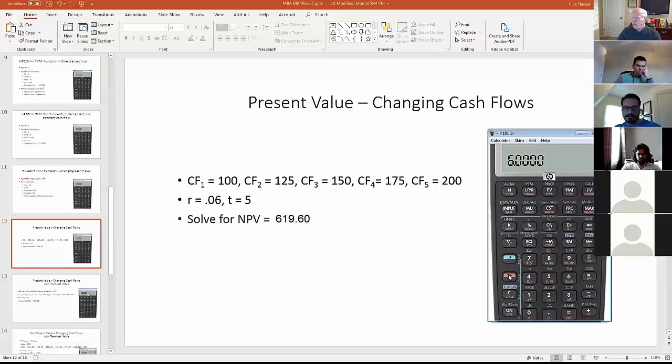So now I will calculate net present value, and it gives me a present value of 619. Well, I've got another number here, and I think I may have had an input error of some kind.